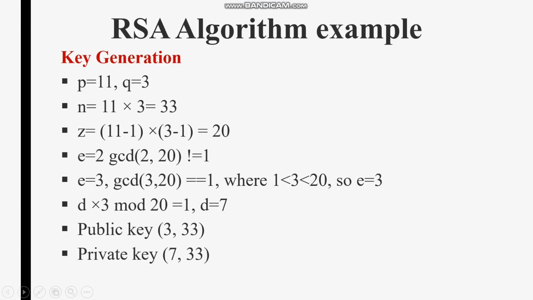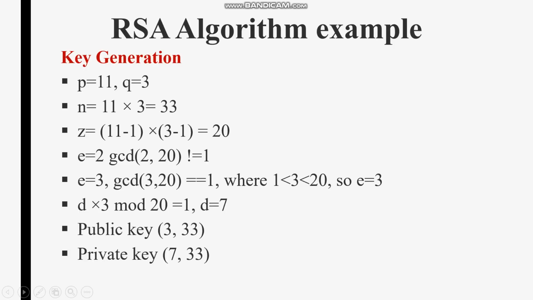So here GCD of 3 and 20 is equal to 1. So can we choose E as 3? Yes, it is relatively prime to Z. E and Z are relatively prime, which means GCD of E and Z is equal to 1. So E is equal to 3 now. Now what is your public key? Public key is E and N. That is E is 3, N is 33. So public key is (3, 33).